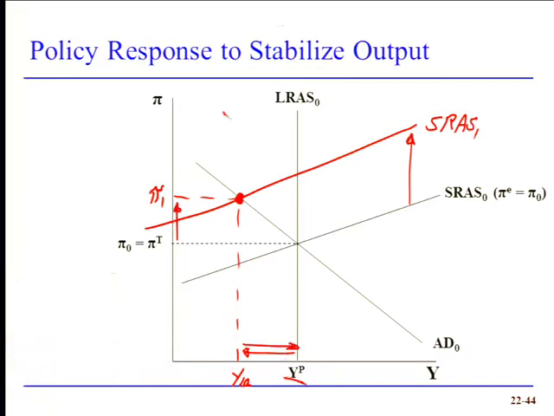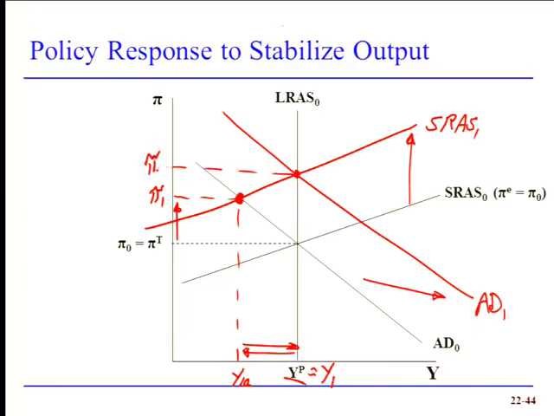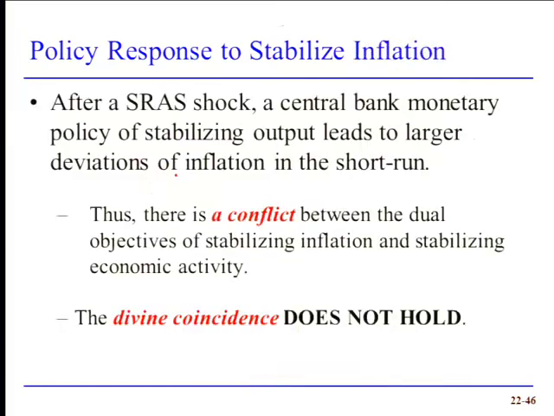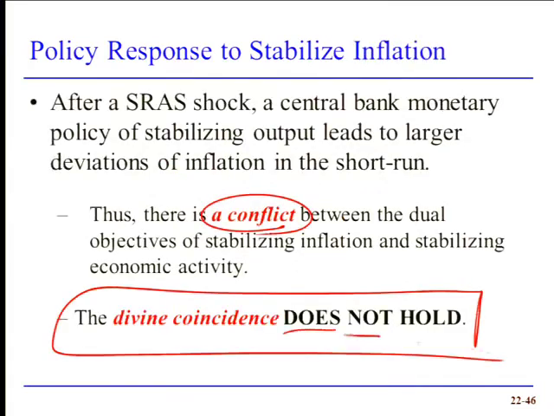How do we do that? It must be an expansionary policy, shifting the aggregate demand curve to the right. Notice what happens. Yes, we can keep the economy at potential, but we would also end up with a permanently higher inflation rate. So notice that if you want to stabilize economic output, you can't stabilize inflation. If you want to stabilize inflation, you can't stabilize economic output when you're faced with a temporary aggregate supply shock. There will be a trade-off. Again, we have a conflict. The divine coincidence does not hold.